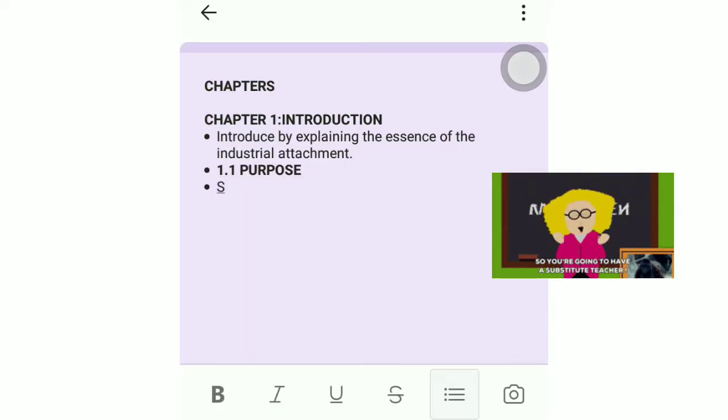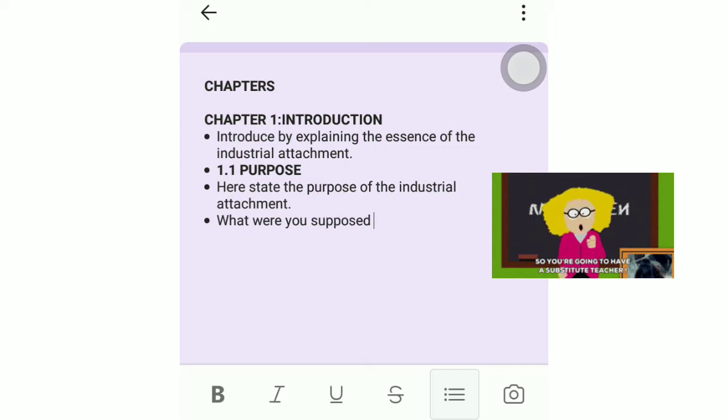Now this is a sub-chapter in chapter 1, and here you state the importance of the industrial attachment in point form, like what is the importance of the industrial attachment, and you can write 2 to 5 points.